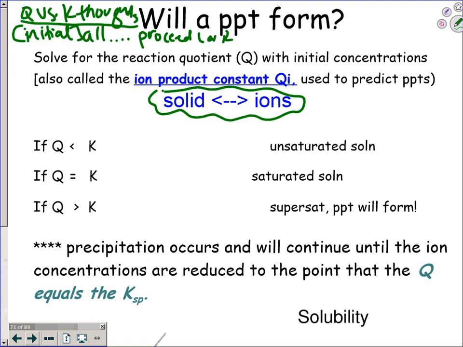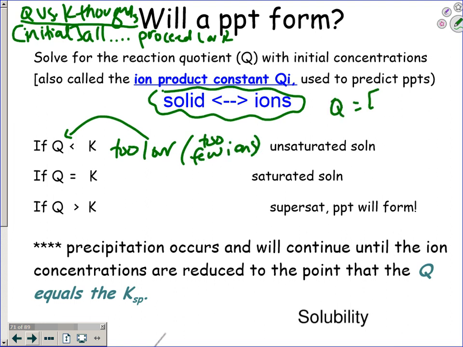So we would be given initial concentrations essentially. If the Q is too low, that means we have too few ions, because remember, Q is set up the same way. It's ions over nothing, no solid. So over nothing. So the Q value is too small, we just don't have enough. So we need to continue to push right to make that unsaturated solution saturated, right? It's going to stop at saturated.